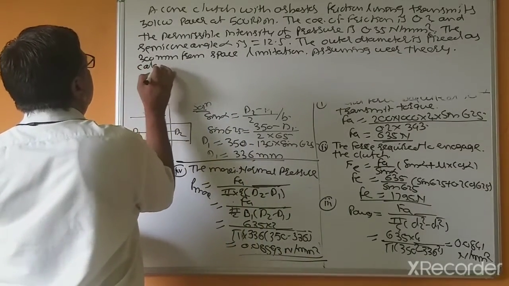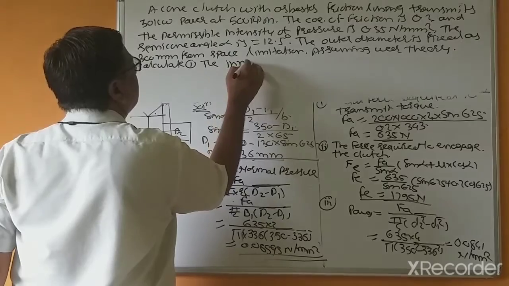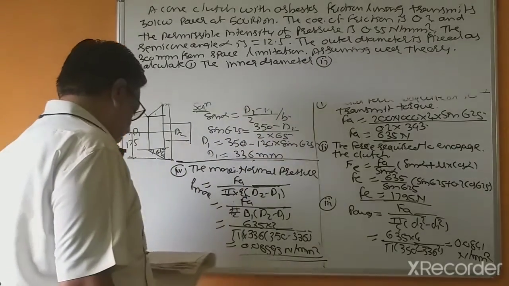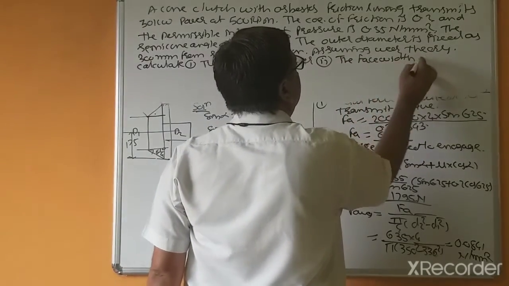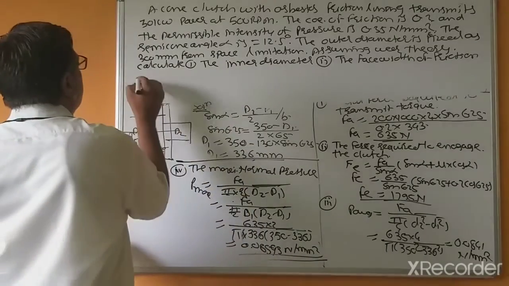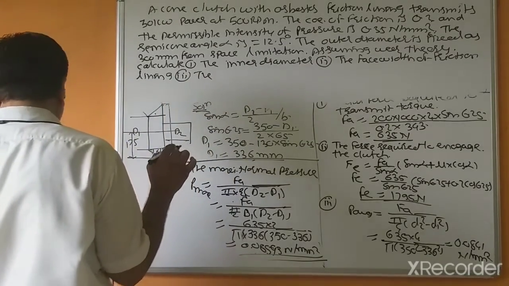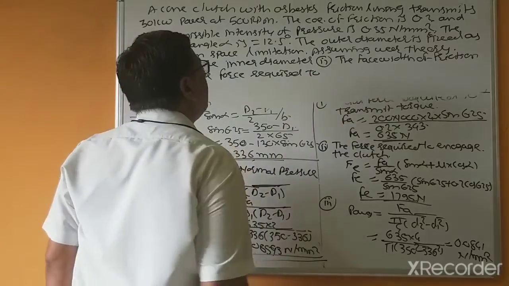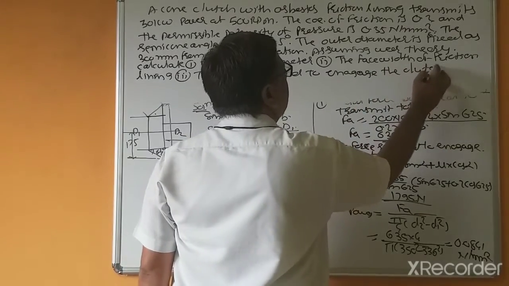Calculate the inner diameter, the face width of friction lining, and the force required to engage the clutch.